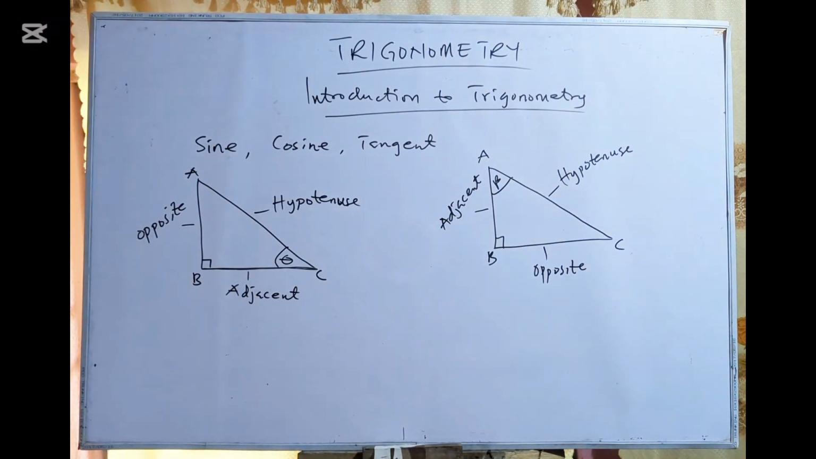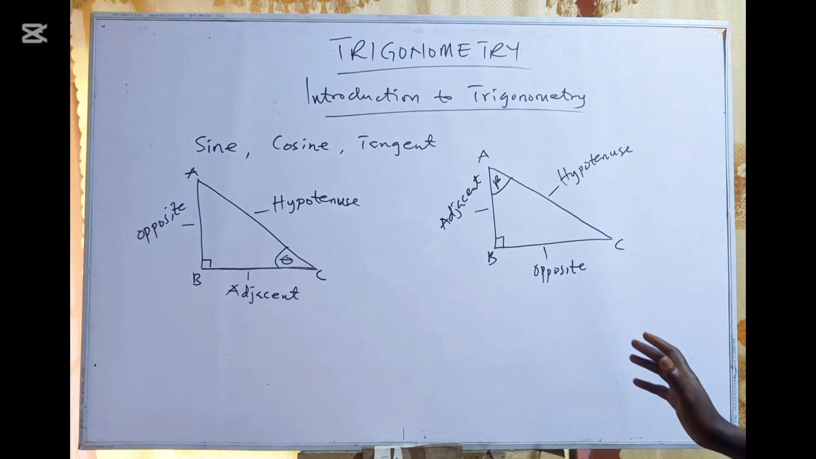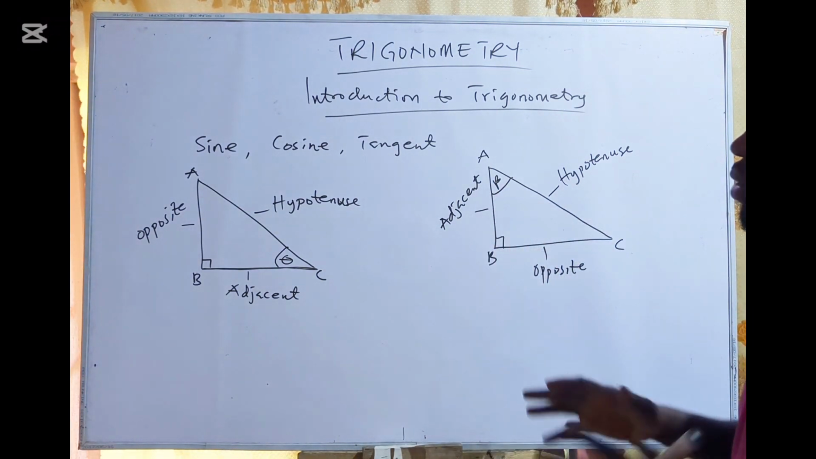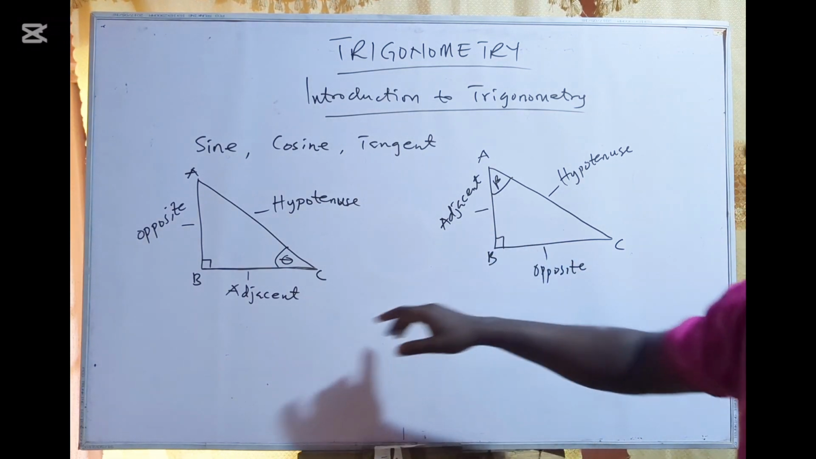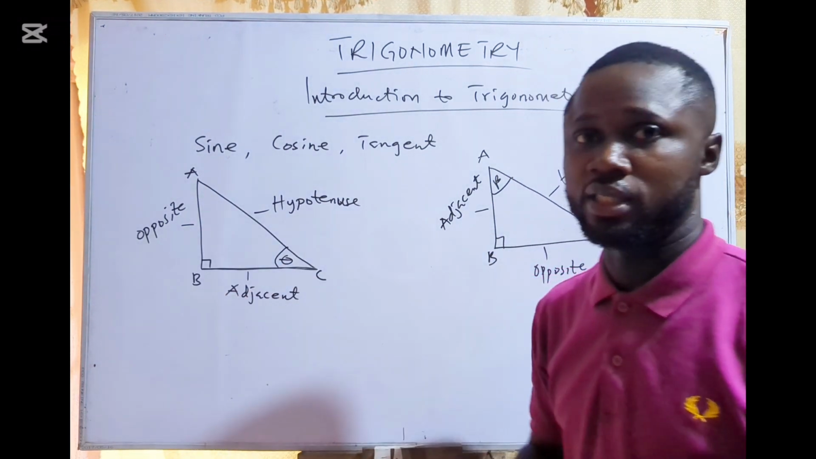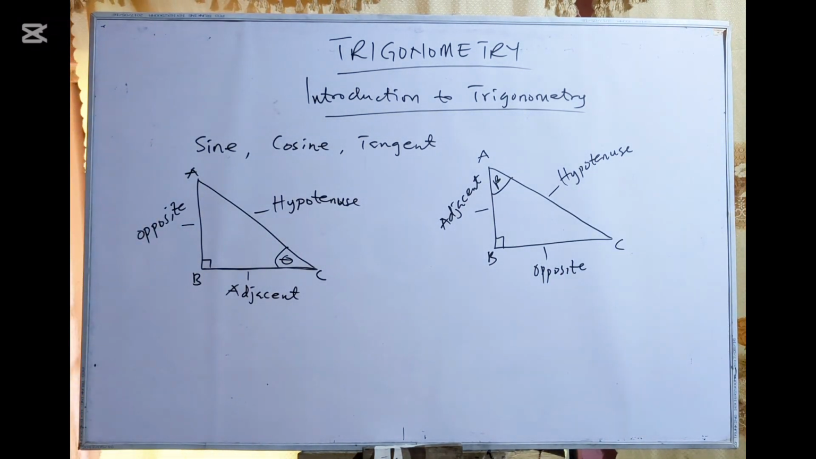Don't assume that always this side is the opposite and this side is the adjacent. No, it depends on where the angle you are considering is. If the angle is here, then this is my opposite and this is my adjacent. If the angle is here, then this is my opposite and this is my adjacent. Is that okay?